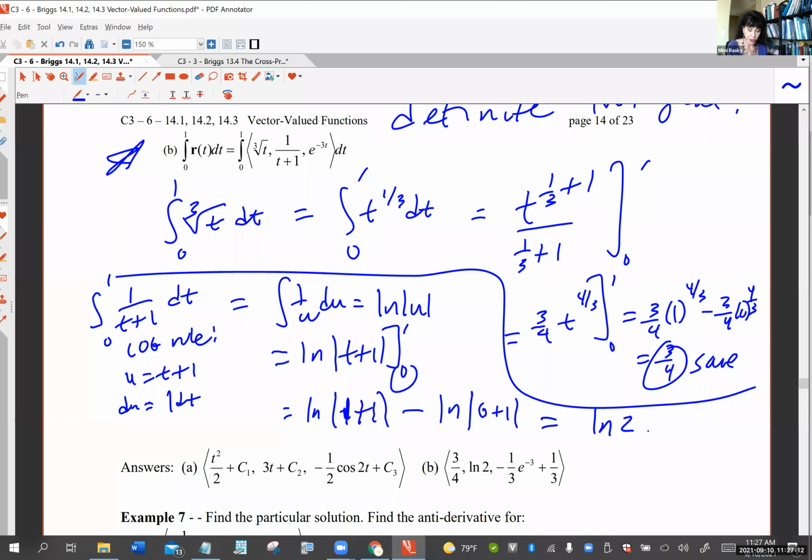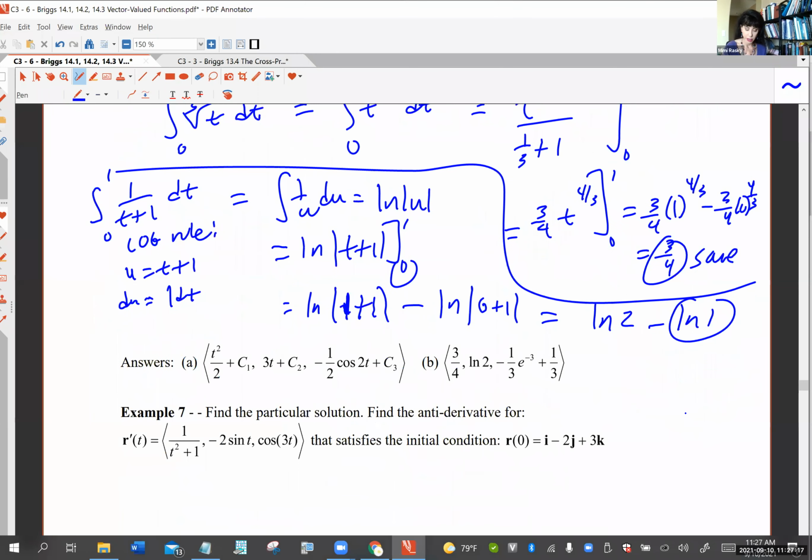I get ln of 2 minus ln of 1, but ln of 1 is a nice number. What is it? 0. Yeah, so kill it. ln 2, save this for later.